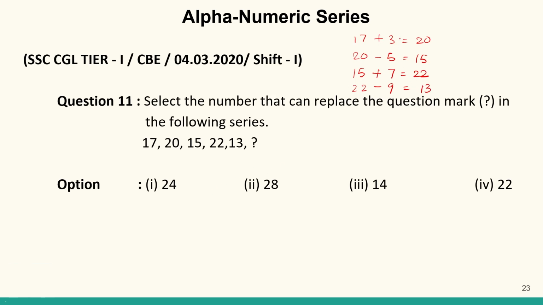So very easily we can find the logic that we are adding 3. We are actually adding and subtracting next consecutive odd numbers. So we are adding 3, subtracting 5, adding 7, subtracting 9. So logically we'll add 11 now. So in 13, if I add 11, we'll get 24 as our answer. So your answer will be option number 1, 24.